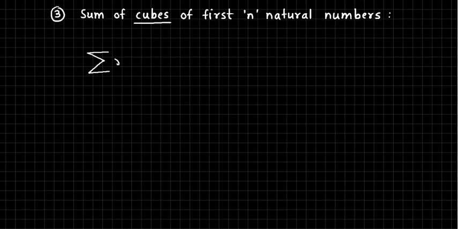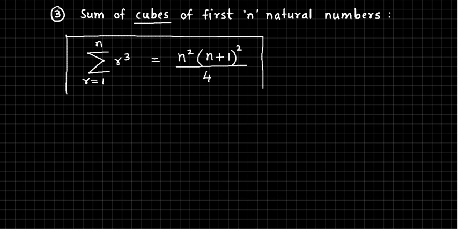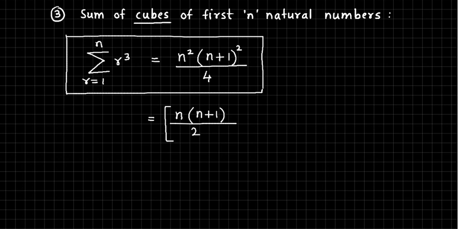Once again the procedure is similar. Sum of r cube, as r varies from 1 to n, is given by n square into (n plus 1) the whole square whole upon 4. Now if you observe this closely, no doubt this is the formula for the sum of cubes of first n natural numbers, but we can rewrite that in a slightly different manner. That is, we can consider this expression as (n into (n plus 1) upon 2) the whole square, isn't it? It's the square of this bracket.